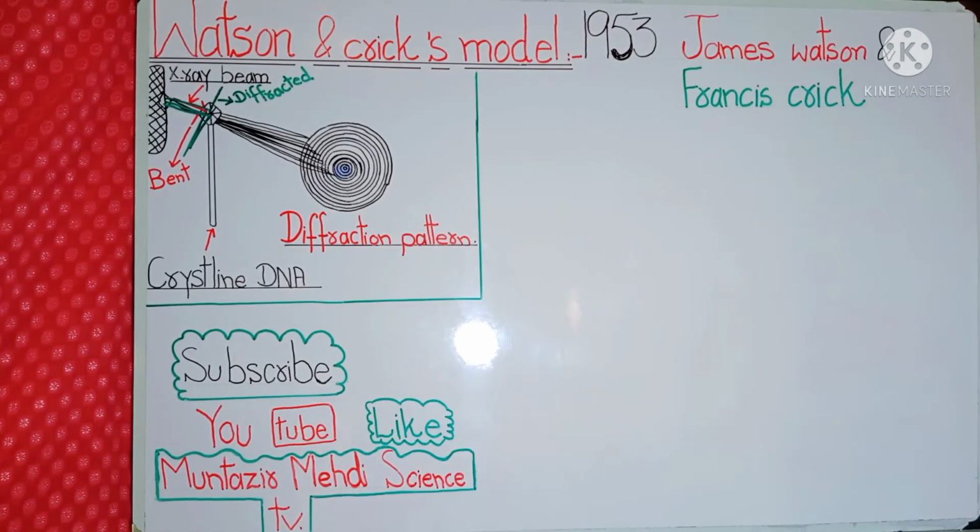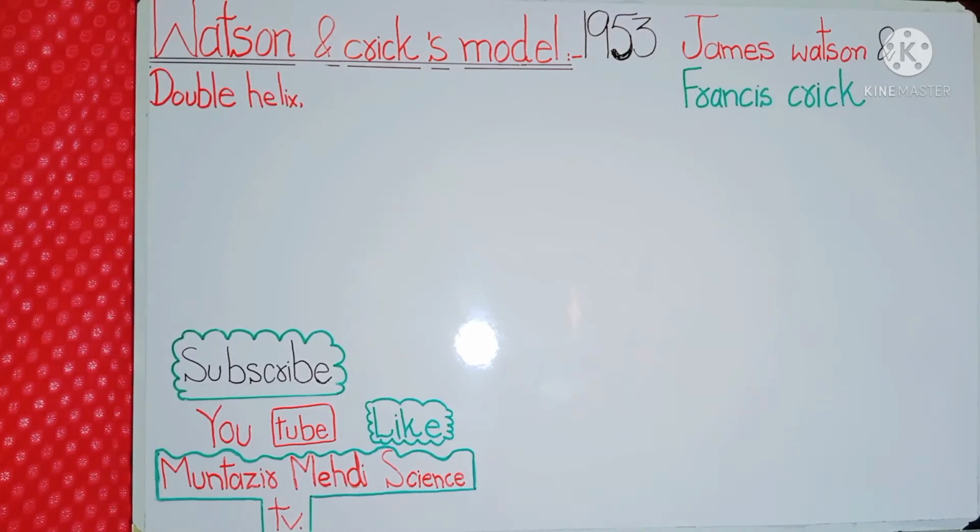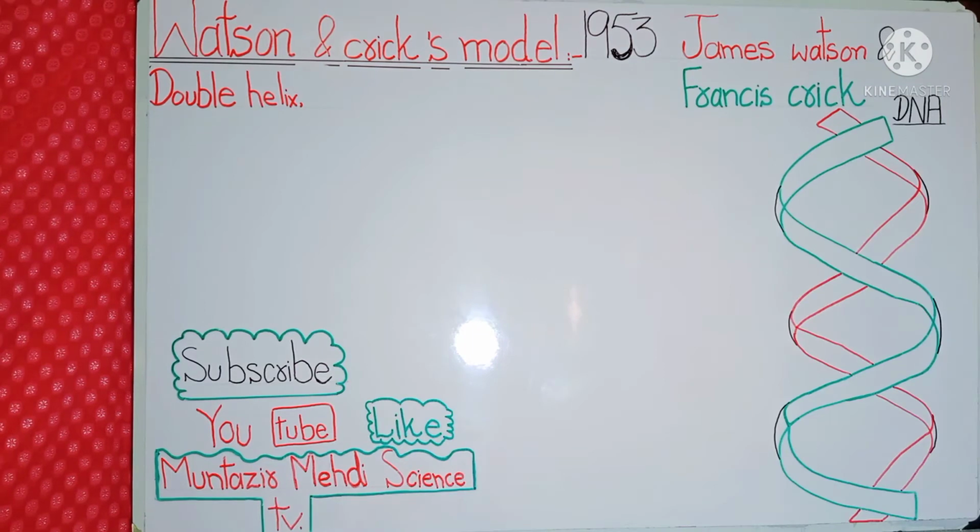The first point is that the DNA molecule is a simple double helix, which means that the DNA molecule consists of two strands. Both of these two strands are twisted around each other to form a coiled shape like a rope. Nitrogenous bases are present at the inner side of both strands. These nitrogenous bases are adenine, guanine, cytosine and thymine.